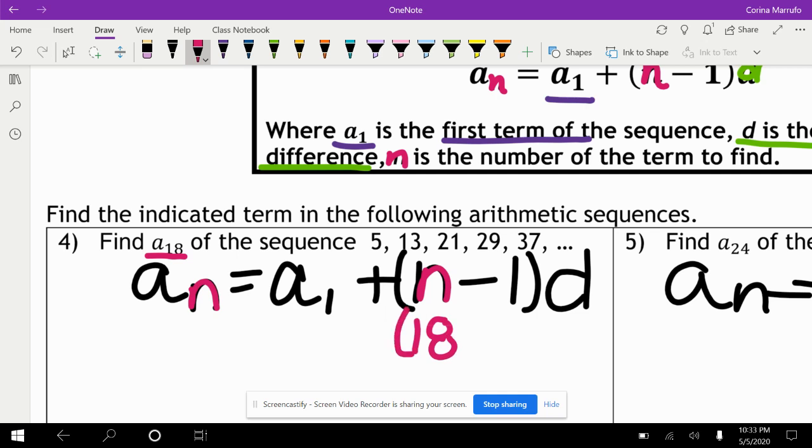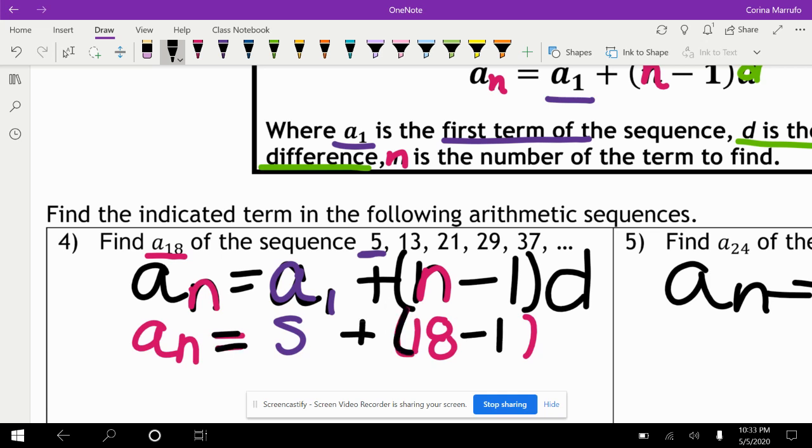So it might be kind of easy to just keep on adding or subtracting a number to find that one, but it's a little bit of work. So to take a little shortcut, we use this formula. Now remember, a sub 1 stands for the first term in the sequence. So if we look here, the first term here is 5. So instead of a sub 1, we put 5. And then plus, we have n minus 1 times d, the common difference.